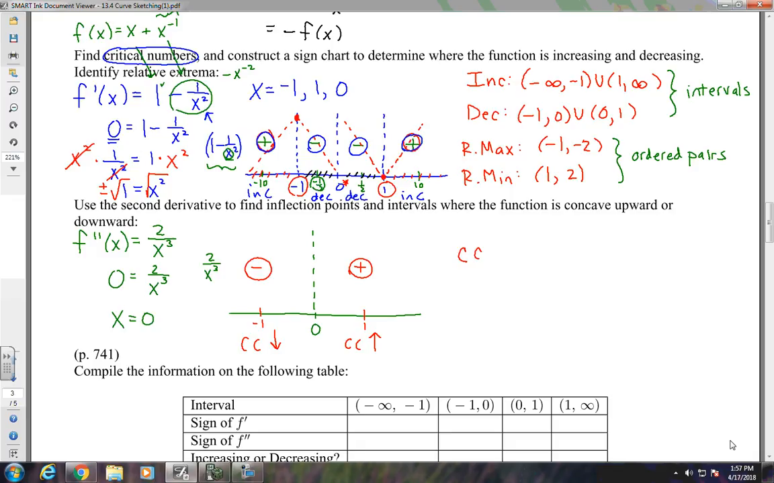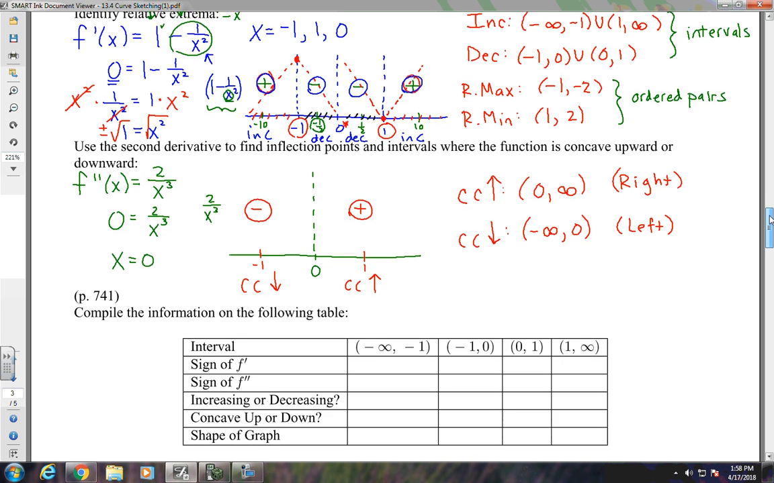The graph is going to be concave up. You can think of it as holding a cup in the upward direction. That describes how the curve bends. It's going to be concave up from 0 to infinity. And it's going to be concave down. Think cup down. If you hold a cup with its opening down, that's the shape of the curve. This occurs between negative infinity and 0. So we could say it's going to be concave up on the right side of the asymptote, and concave down on the left side of the asymptote.